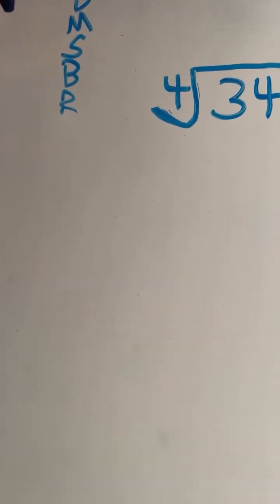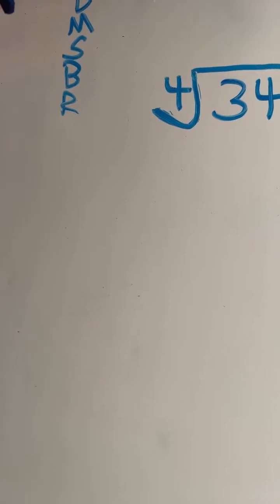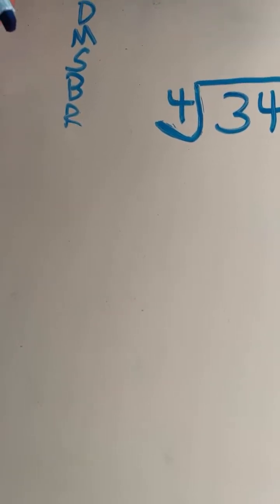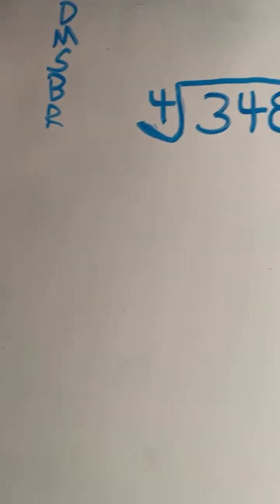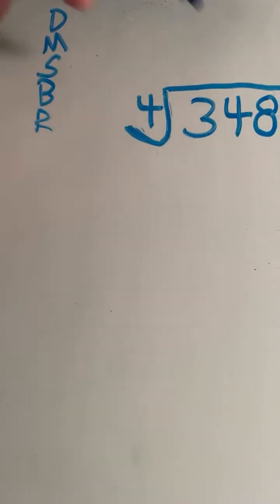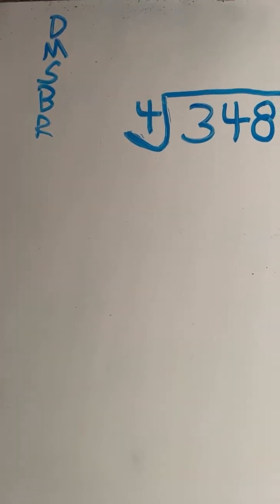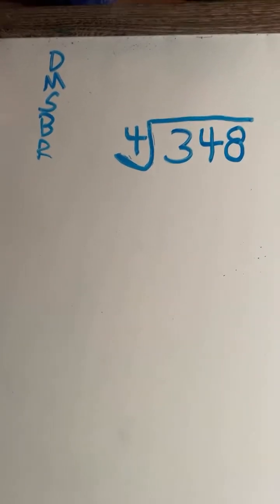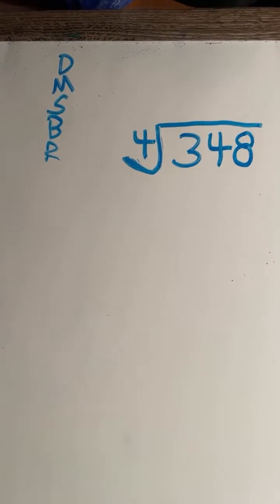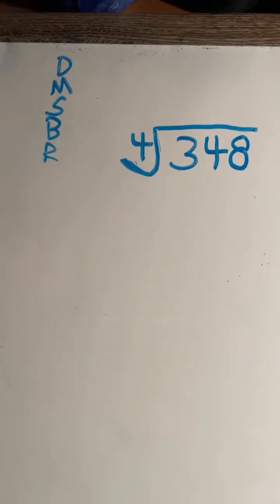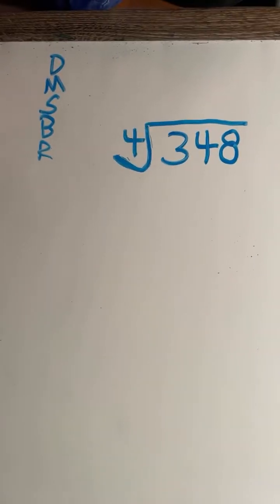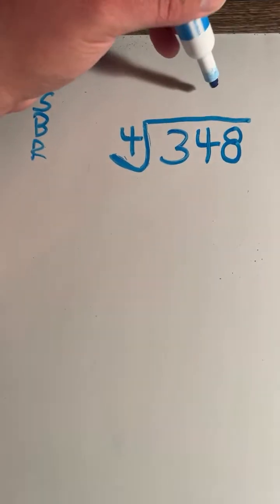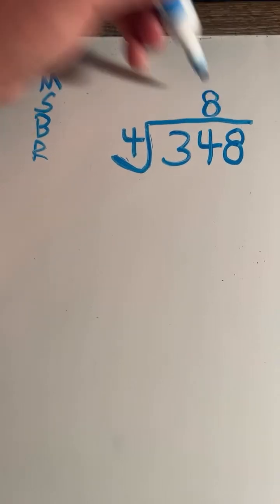So the number inside the square that we start with has to be equal to or bigger than the number outside the square. So we cannot start with 1 digit by 1 digit division because 4 is bigger than 3. But we can start with 2 digit by 1 digit. So 34 divided by 4, there will be a remainder there. 34 divided by 4 equals 8. So step 1, we divide.